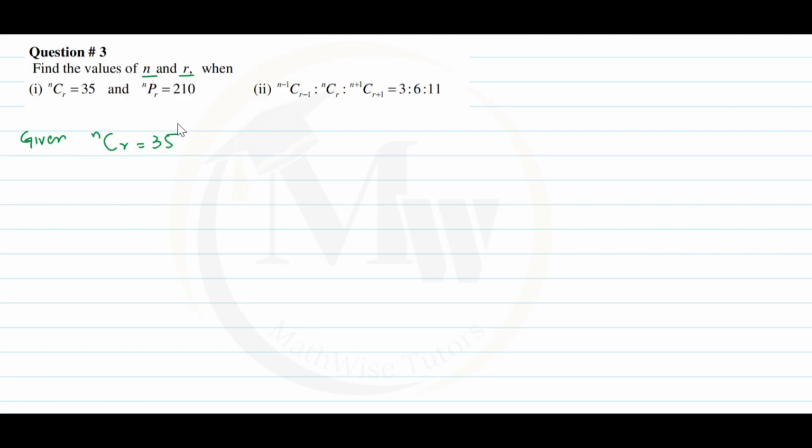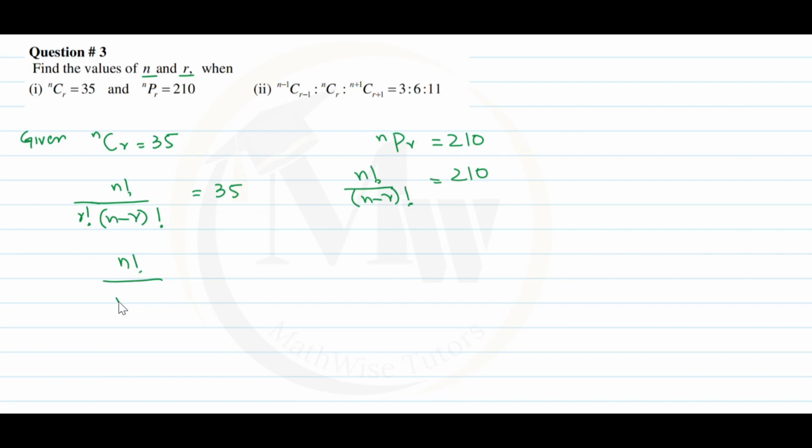Using the given nCr equal to 35, we will identify the value of n. So open it up: n factorial over (n minus r) factorial times r factorial equals 35. And by using nPr equal to 210, we can identify the other value, r. So open it up: n factorial over (n minus r) factorial equals 210. This value looks the same. On the other side, you have n factorial over (n minus r) factorial, but the extra r factorial will go to the other side, which equals 35 times r factorial.